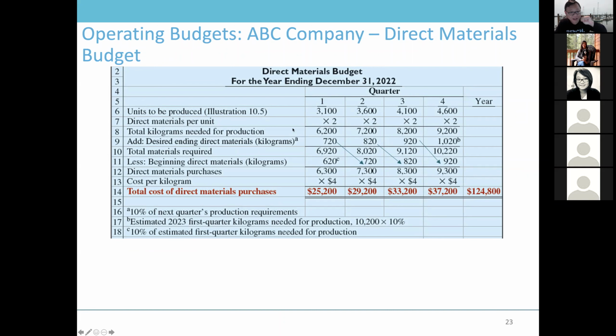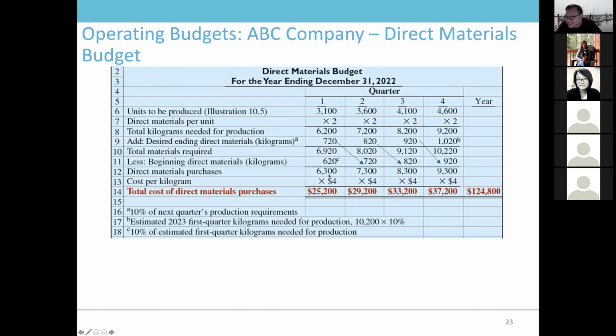So now this is my kilograms needed, right? And remember, for the materials ending inventory, I want it to be 10% of next quarter's production need, right? So next quarter, you're going to need 7,200 kilograms. So 10% of that is 720, right? So for quarter 1, I'm going to need for production 6,200, plus I want to have an ending inventory of 720. So in total, that's my 6,920, right? And then in the beginning, I have 620, okay?